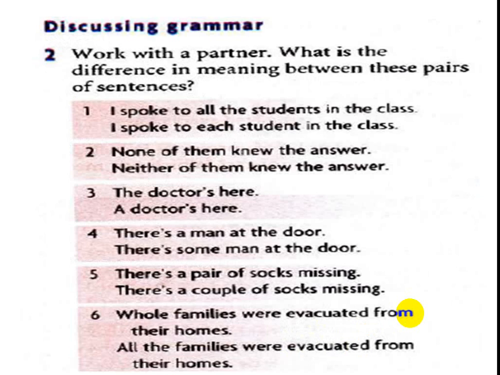What is the difference in meaning between these pairs of sentences? Number one: I spoke to all the students in the class, and I spoke to each student in the class. What is the difference between the meaning of these two sentences? In one we used "all" and in the other we used "each". The first one, all the students, means I spoke to the whole class, the whole group. And the second one, I spoke to each student, means I spoke to individual students one by one.